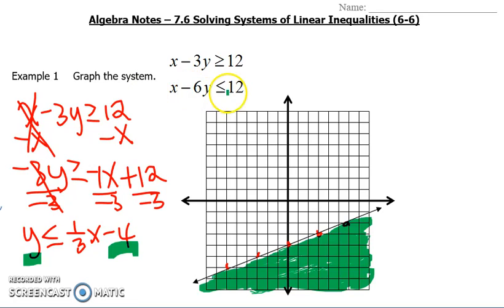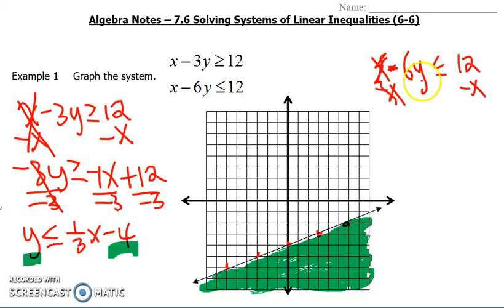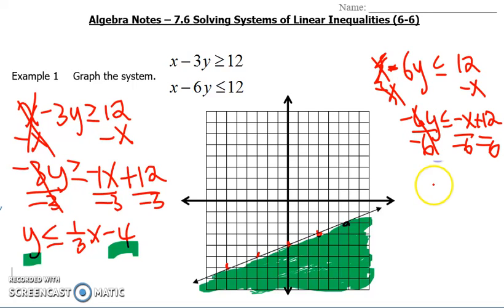So now let's solve this one. Change the second one to y equals mx plus b format, and then shade that one, okay? The next one is x minus 6y is less than or equal to 12. We're going to subtract x on each side. Bring down the negative 6y is less than or equal to negative x plus 12. Divide everything by negative 6. We're going to have to flip the sign for this one too. Negative negative is positive 1 over 6x. 12 divided by negative 6 is negative 2.